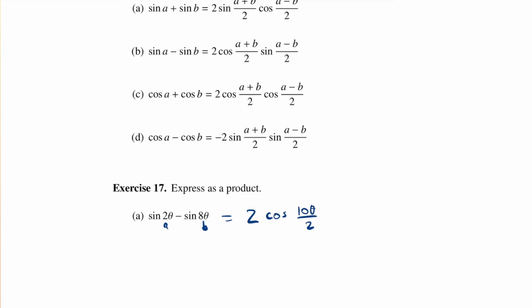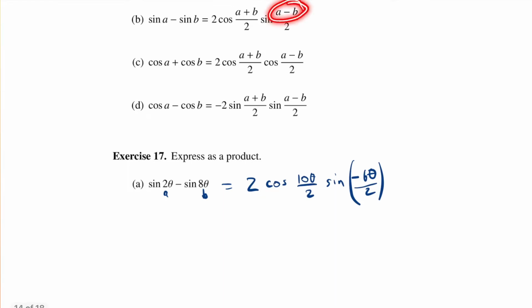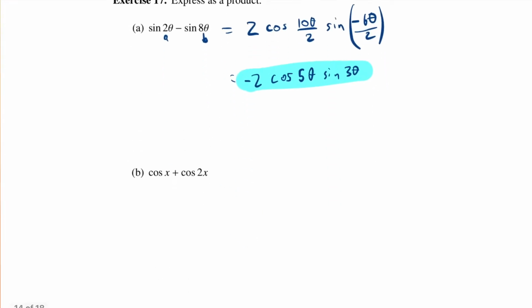And then we have the next one, sine of 2 theta minus 8 theta is negative 6 theta over 2. All right, so I just subtracted A minus B. A minus B is negative 6 theta over 2. So now this becomes 2 cosine of 5 theta, and the negative is going to come out because it's an odd function, and that's sine of 3 theta. That is our final answer.